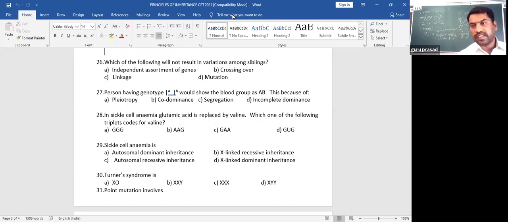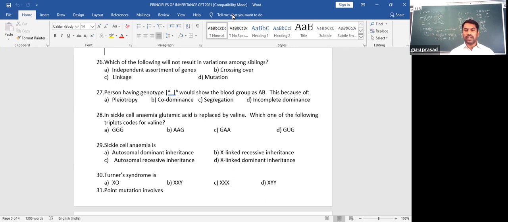Turner syndrome is, of course, the represented chromosomal complement of Turner syndrome is XO, as all the individuals affected by Turner syndrome are females because there is no Y or another X.